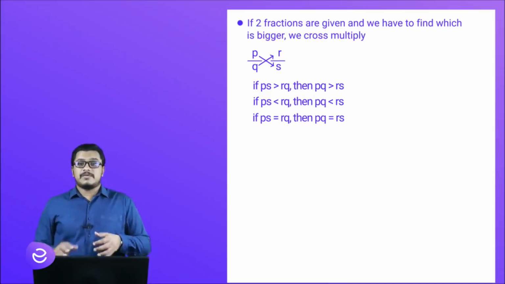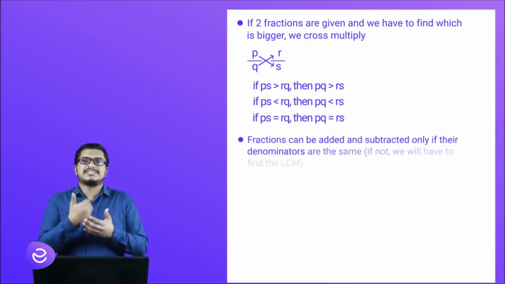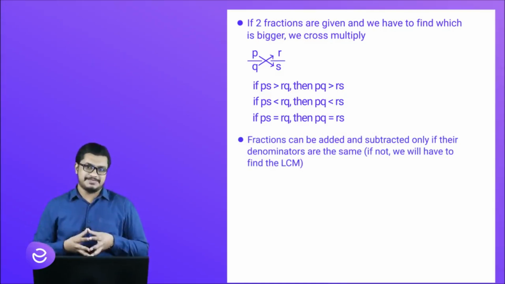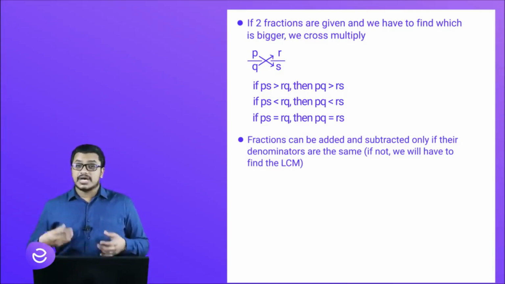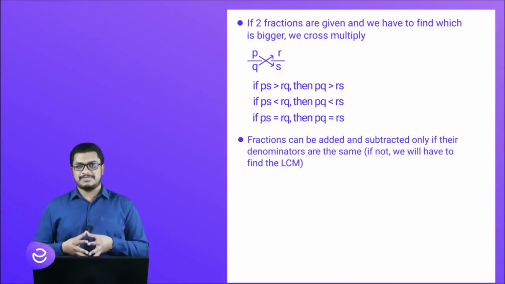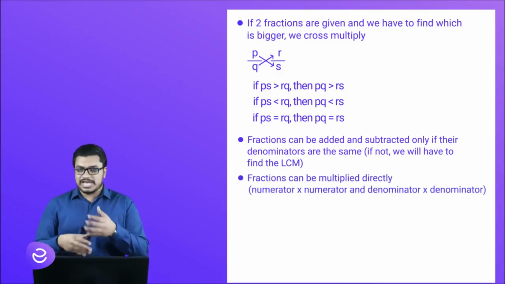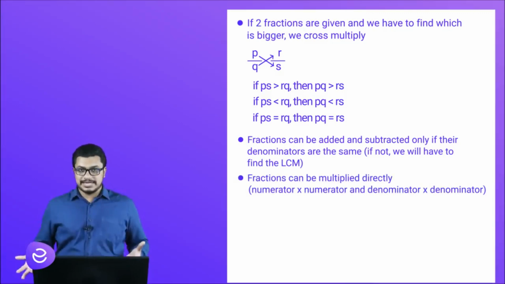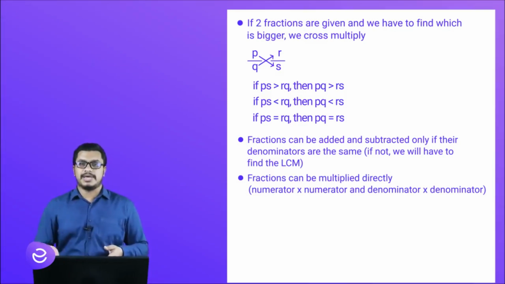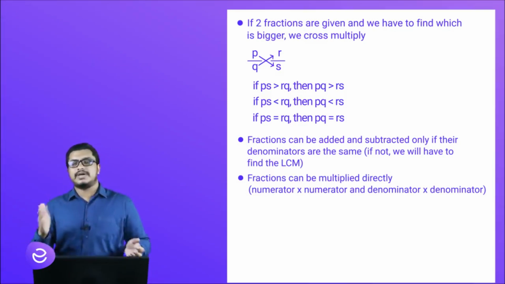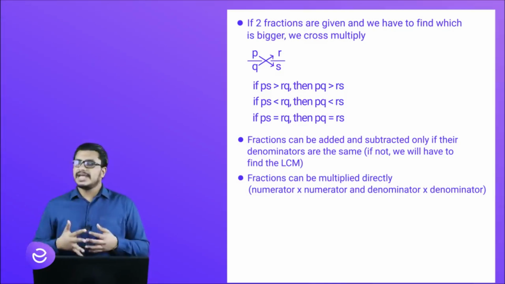Now when we are doing mathematical operations on fractions, to add and subtract two fractions, we have to find out the LCM. Fractions can be added and subtracted only if their denominators are the same, and if the denominators are not the same, we have to find out the LCM, and only then we can add or subtract. For multiplication, we can multiply the fractions directly, numerator into numerator and denominator into denominator. So if we have p by q and r by s, we can write it as p into r divided by q into s.